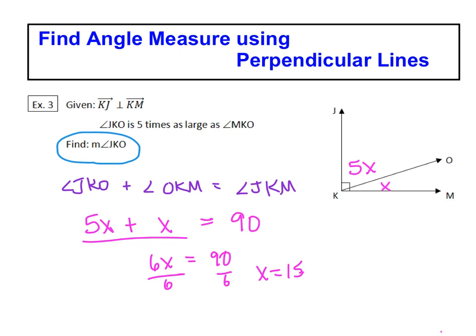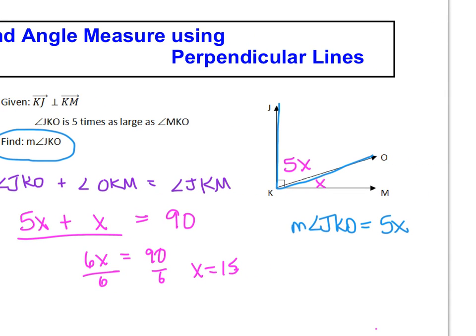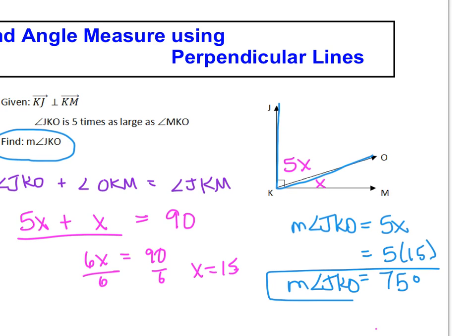They want you to find the measure of angle JKO. So the measure of angle JKO is equal to 5x. And now that we know what x is, we can go ahead and plug that in. So we're just going to say 5 times 15, which is 75 degrees. So the measure of angle JKO equals 75 degrees. And that answers the question that we were asked.